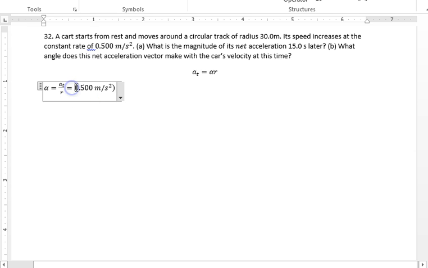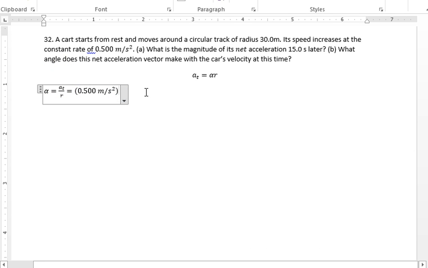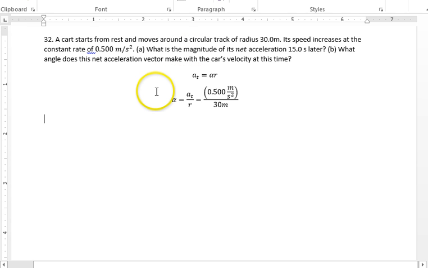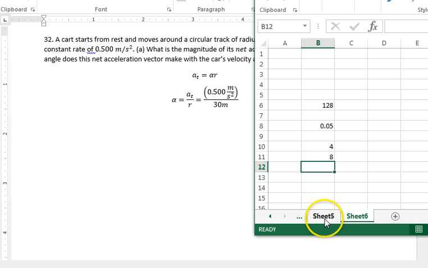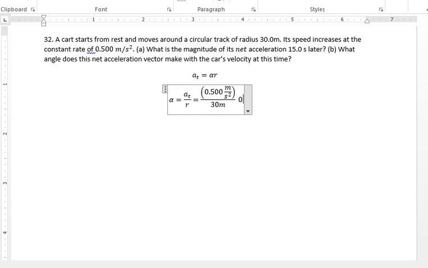Let's stick all of that in parentheses and divide by r, which is 30 meters. Okay, so alpha is 0.5 over 30. That gives 0.01667 per second squared.